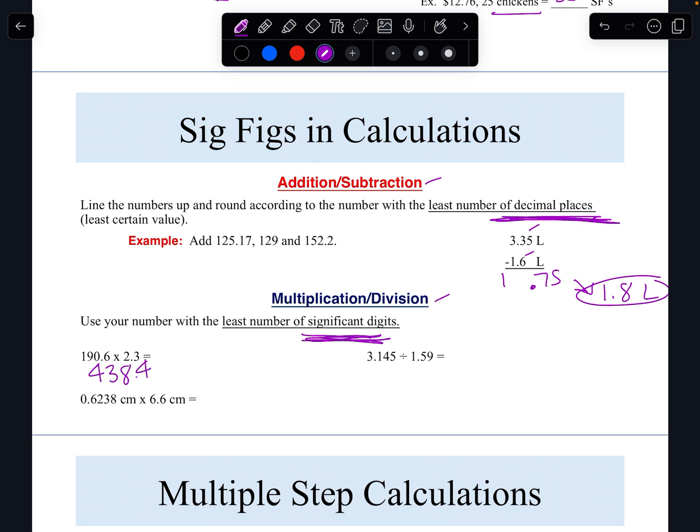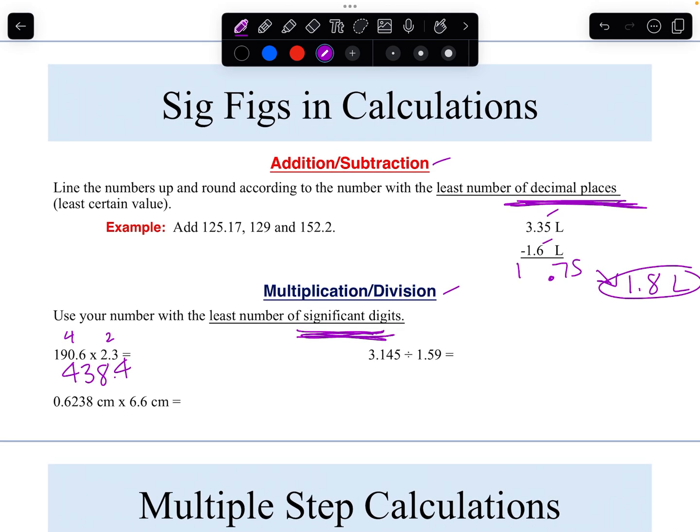438.4. Now, to count the number of sig figs in your total answer, you want to see how many there are here. There are 4 sig figs here. There are 2 sig figs here. Therefore, my answer is going to have 2 sig figs. So I round this number to 2 significant figures, which makes it 440. No decimal point. 2 sig figs. This 0 is not significant.